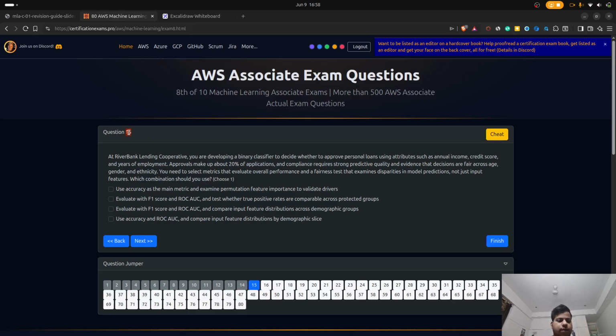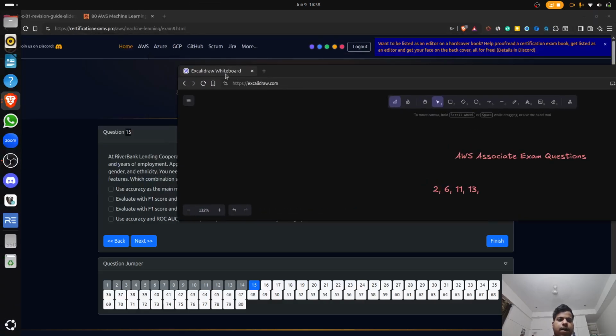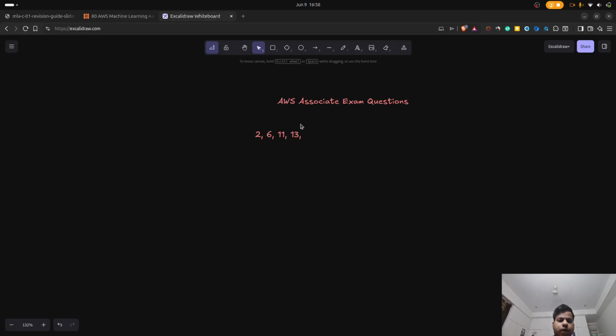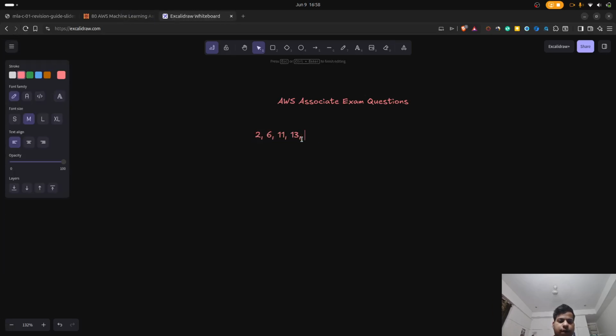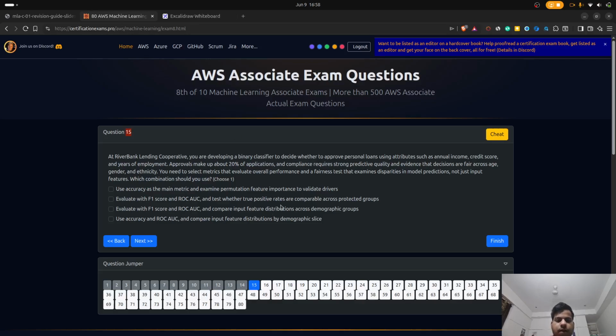I have to study this one. I think there is some AWS service which already provides this as a built-in feature, to show that the model doesn't bias towards gender, ethnicity, and all this stuff.